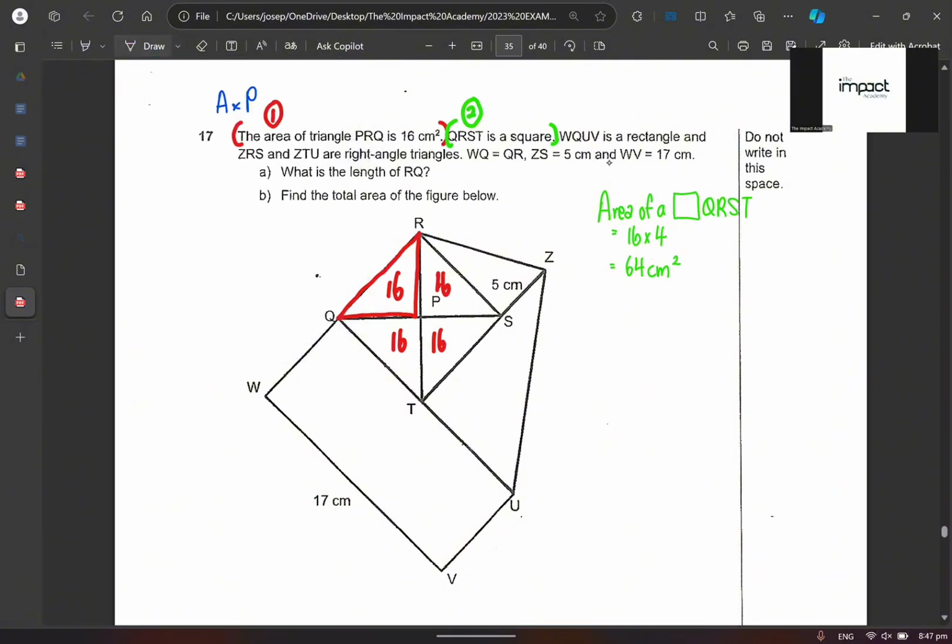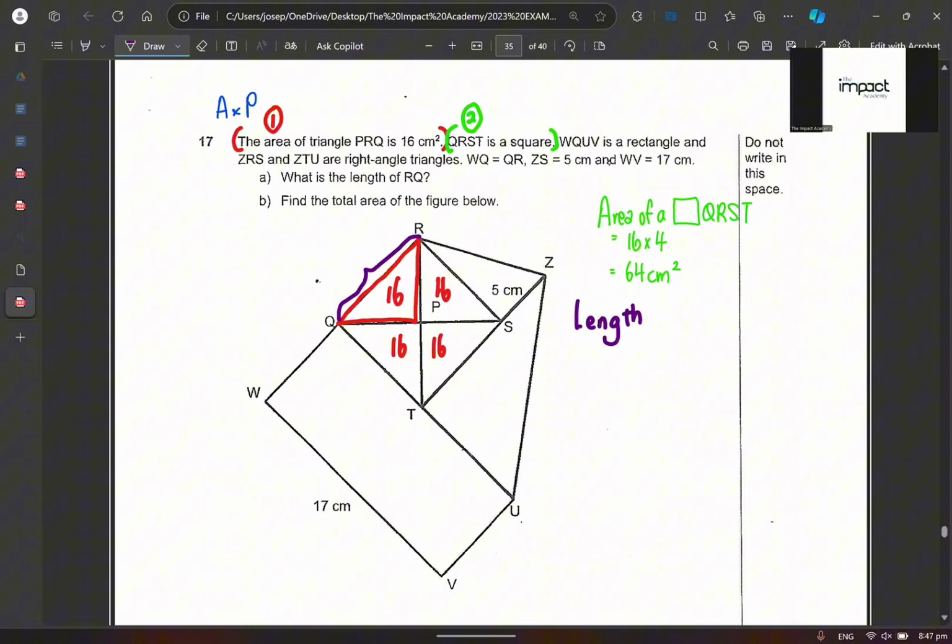Why is that so? How do you know? Because it's a square, and a square has the same length on all sides. You don't do 64 divided by 4, because this is not the perimeter. You get what I'm trying to say? You don't square 64. You square root 64.